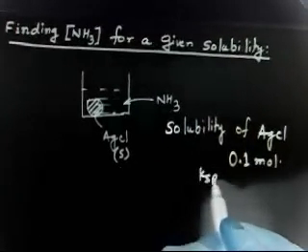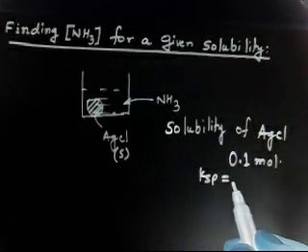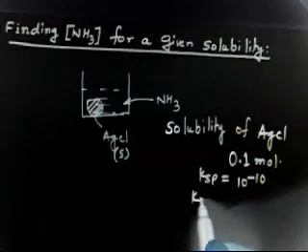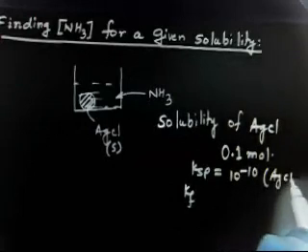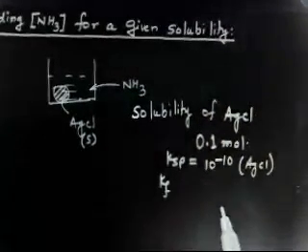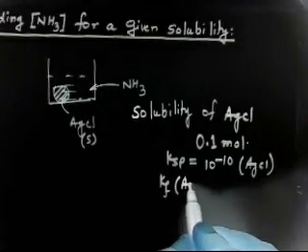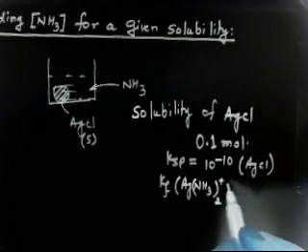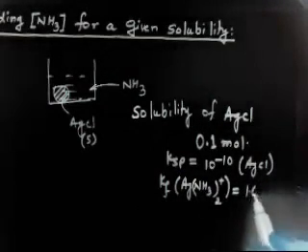Ksp for AgCl is given, this is 10 to the power minus 10, and you have been given Kf for Ag(NH3)2 plus. So Kf is given for Ag(NH3)2 plus, and this value comes out to be 1.6 into 10 to the power 7.